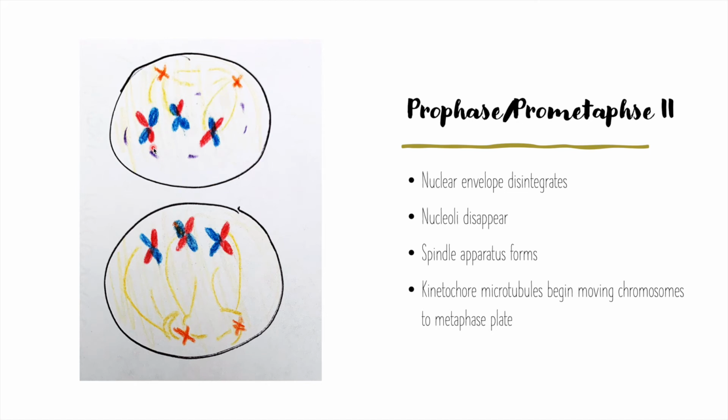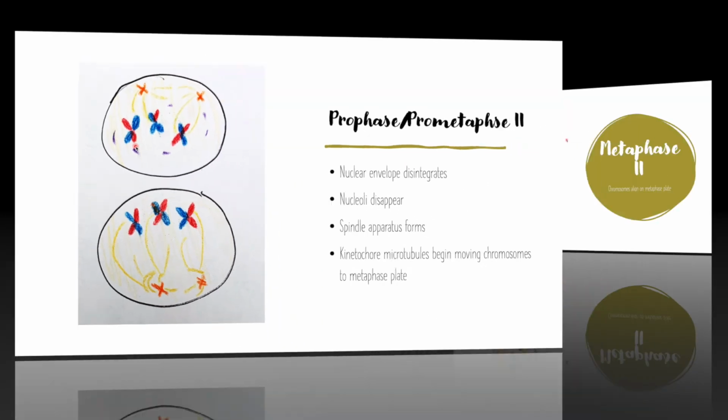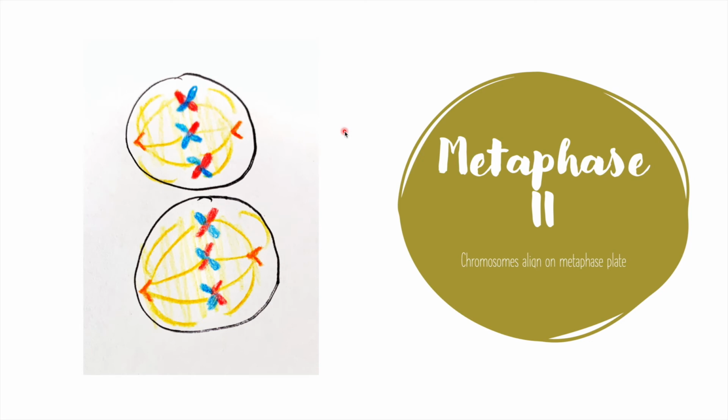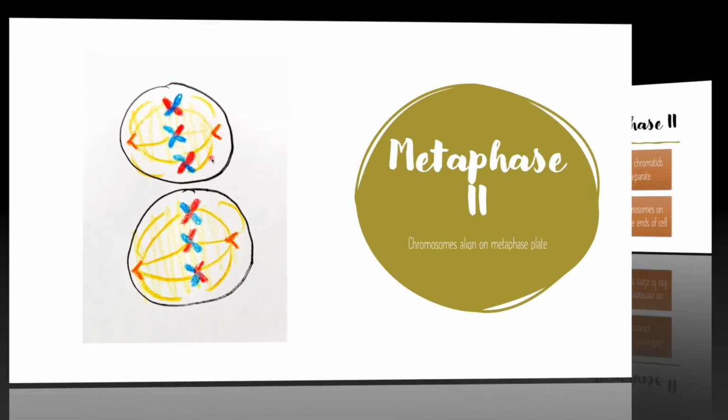This is unlike meiosis 1, where homologous chromosomes came together to form tetrads. In metaphase 2, chromosomes align on the metaphase plate. Notice the difference between metaphase 1 and metaphase 2. In metaphase 2, the chromosomes align on the metaphase plate, just like in mitosis. But recall that in meiosis 1, pairs of homologous chromosomes aligned on the metaphase plate in tetrad formation. This allowed for the number of chromosomes to be divided in half.